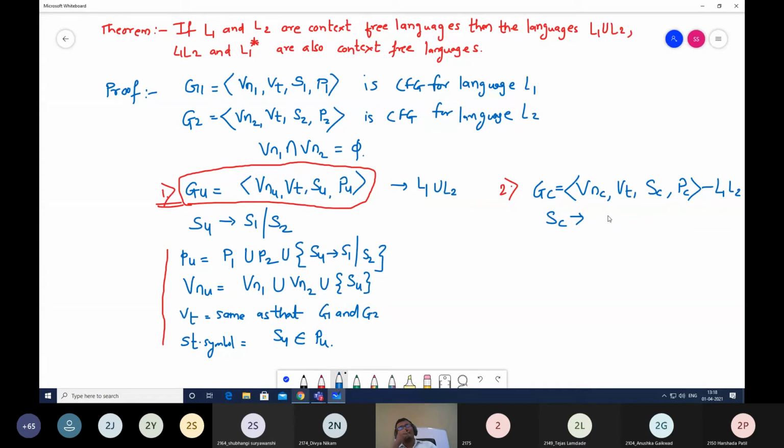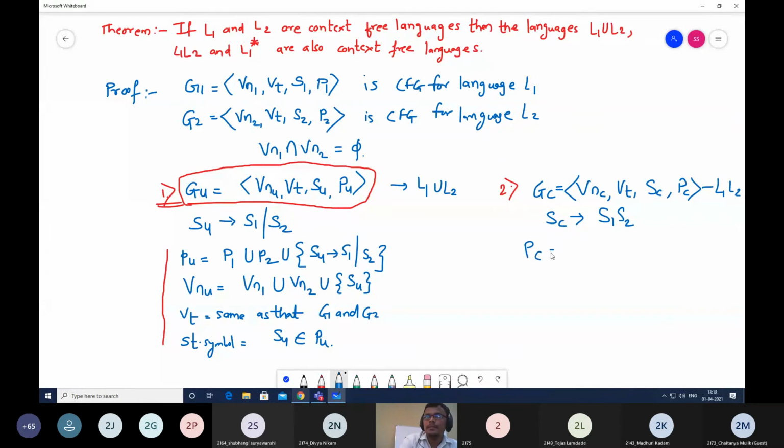S1 and S2. S1 S2. Very good, students. It will be S1 S2 because in concatenation, first I need to generate all the strings from my S1 part, and then I need to generate all the strings from my S2 part. So it will be S1 S2. Very good. So what will be my total production rules now?